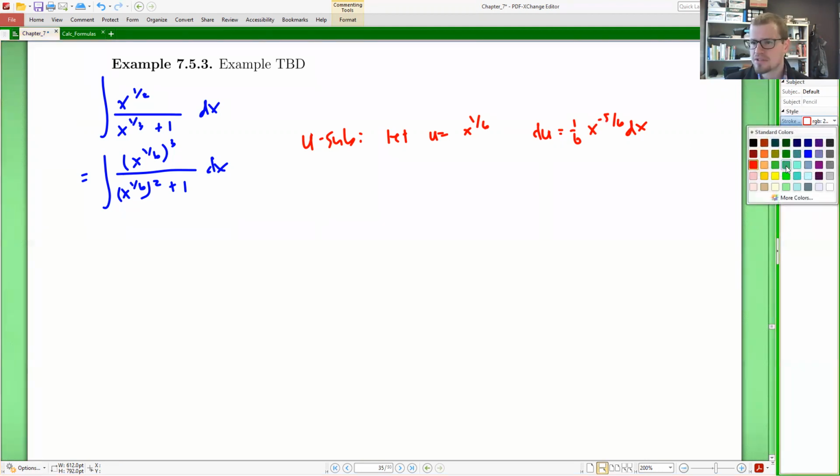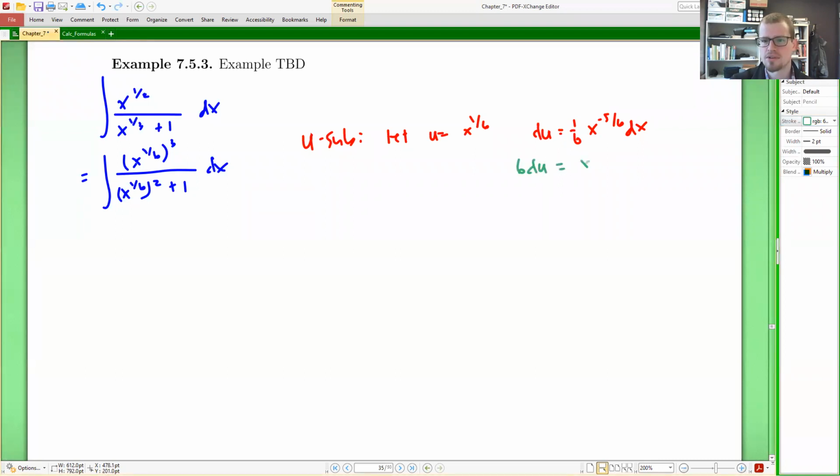Now, I've presented a couple different ways of rewriting things when we're performing a u substitution, and the variations are endless. Some are very nice, some are not. In this case, I know that this thing is very nice in terms of u. So what I could in fact do is write du, multiply by 6 to get 6 du is equal to x to the negative 5/6 dx. But then I can also multiply both sides by x to the 5/6 to get 6 times x to the 5/6 du is equal to dx.